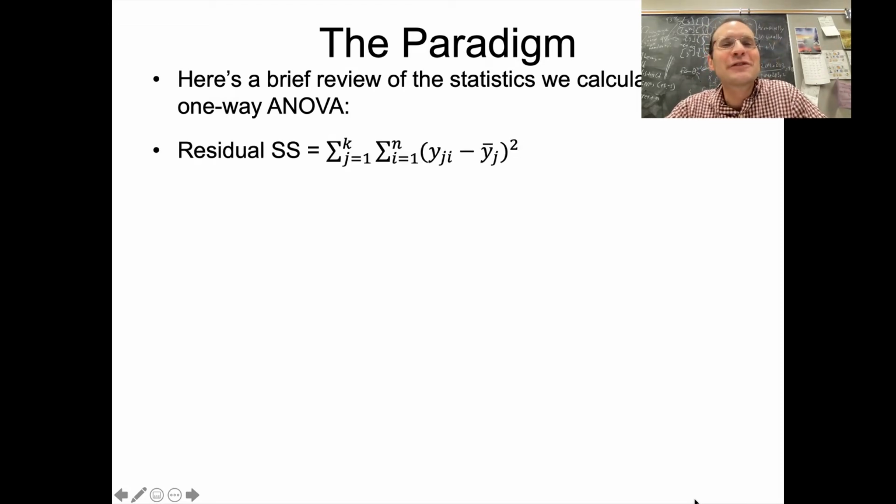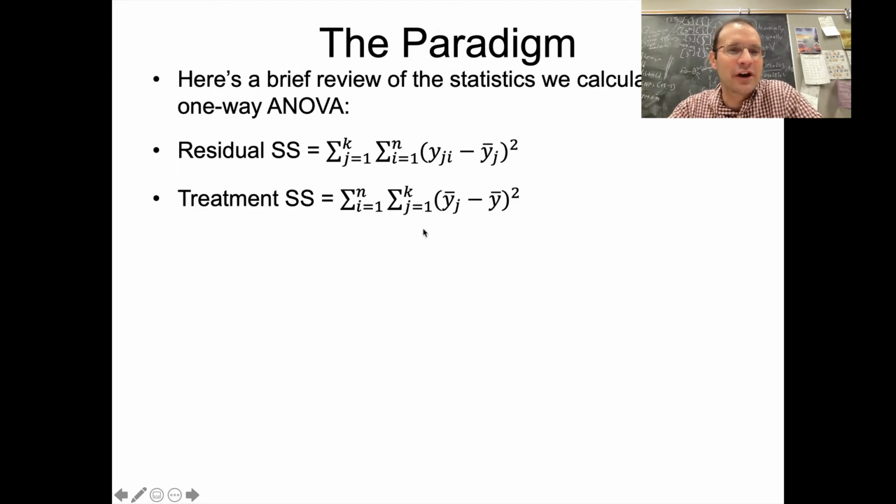So here's a brief review of the stats we calculate for a one-way ANOVA. We have what is called the residual sum of squares. The reason I'm walking you through this right now is because I'm going to expand on it to show you how to do a two-way ANOVA. We start off with a residual sum of squares. Actually, I don't even know if we start off with that because these two go hand in hand. But we split up our total sum of squares between a residual component and a treatment component.